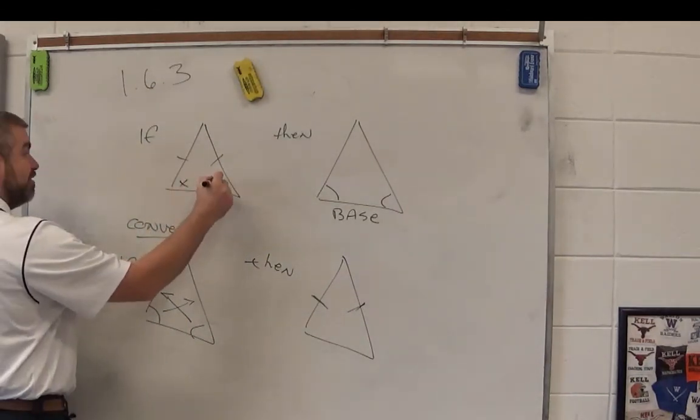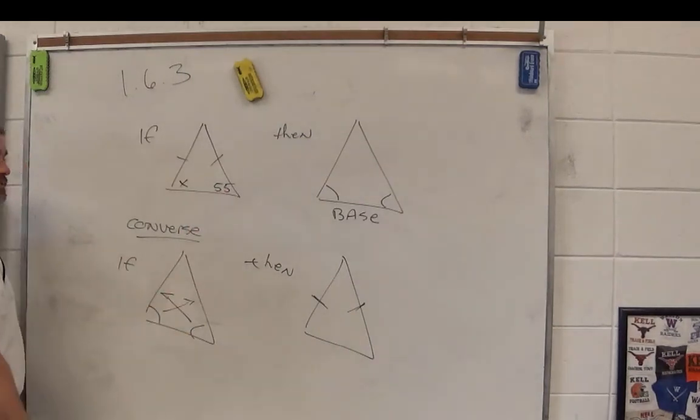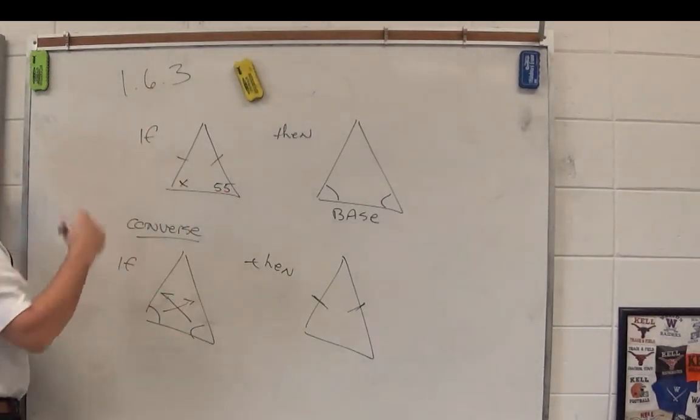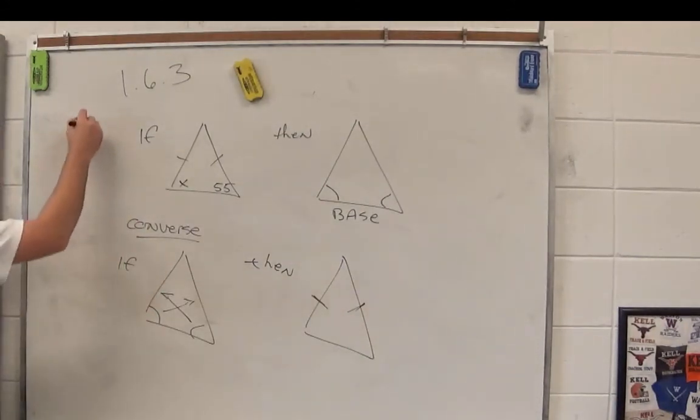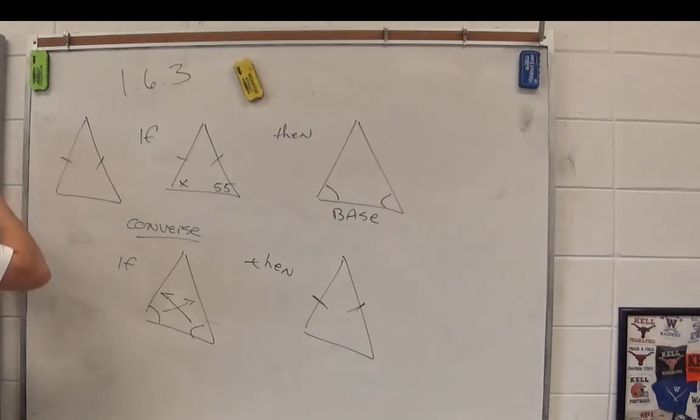If x is here and 55 is here, what's the answer? 55. If they say, what is x? What's the answer? 55. Okay, not difficult at all. Here's another one. I got this and this. Here's x, and this one is 40. What would x have to equal then?